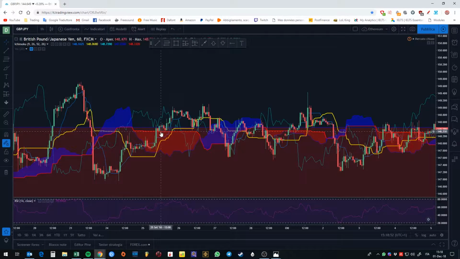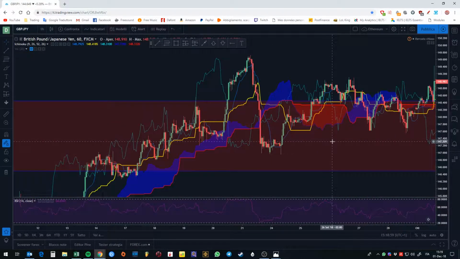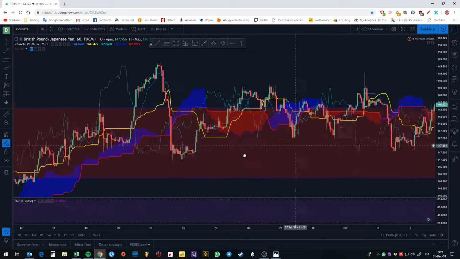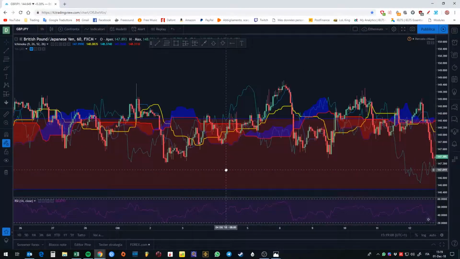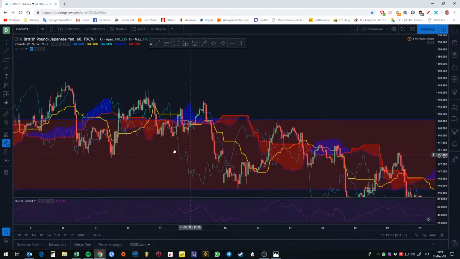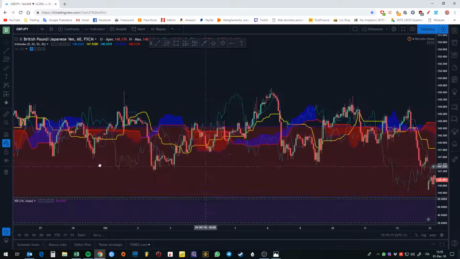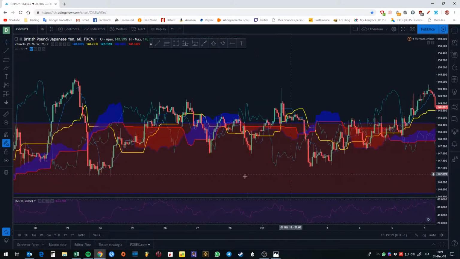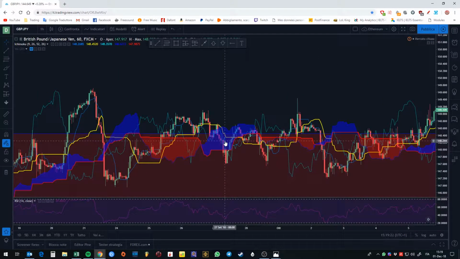I could have tried to enter here, but no, because we have to break. No, actually, because Ichimoku is lateral there. I cannot enter on the Ichimoku like that. I could have entered. Yeah, I still would have entered here.